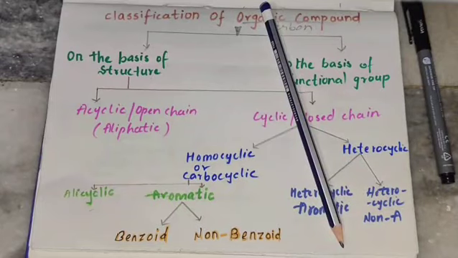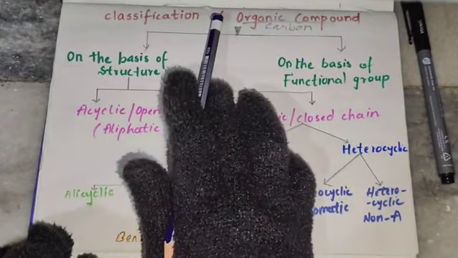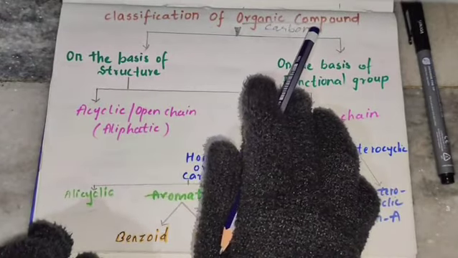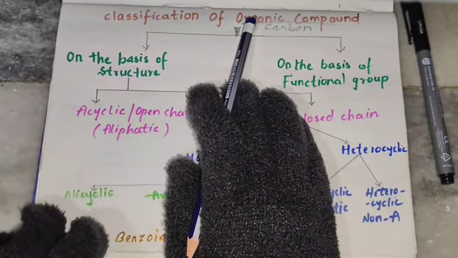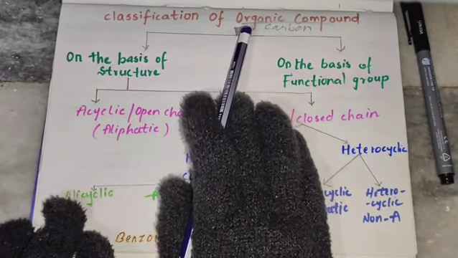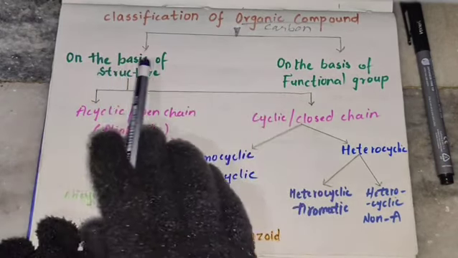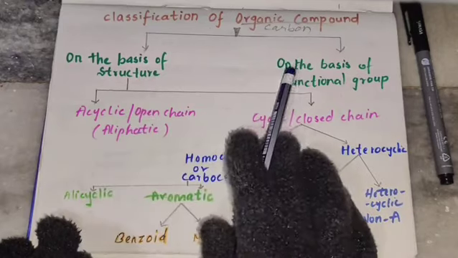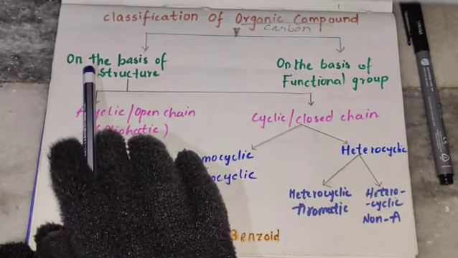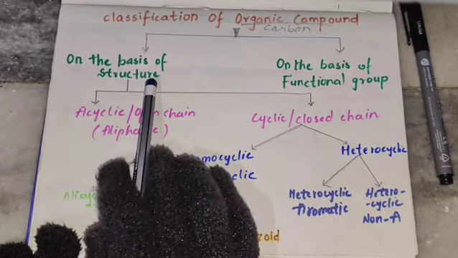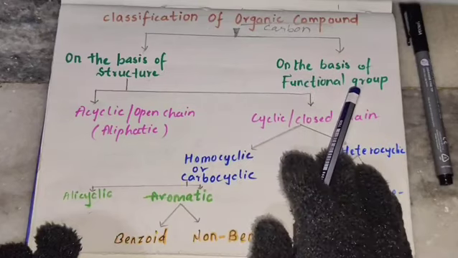Hello everyone. So today in this lecture we are going to learn about the classification of organic compounds, from the 11th standard chapter Basic Principles of Organic Chemistry. Organic compounds can be classified mainly on the basis of their structure and on the basis of the functional group. In this particular lecture, we are going to learn the classification on the basis of structure. Then in the next lecture, we will learn classification on the basis of functional group.